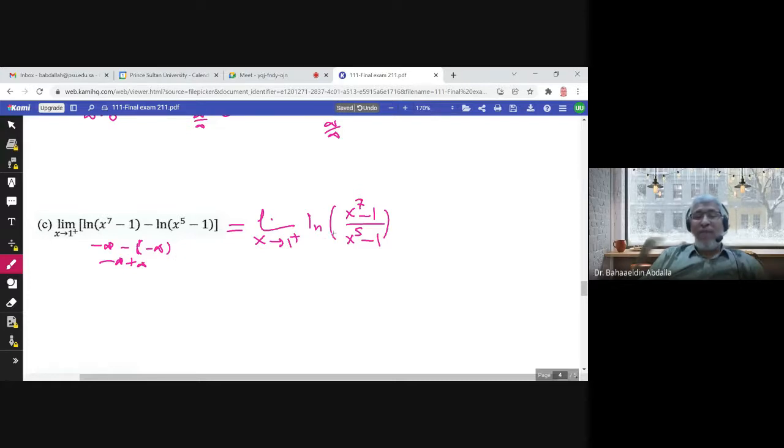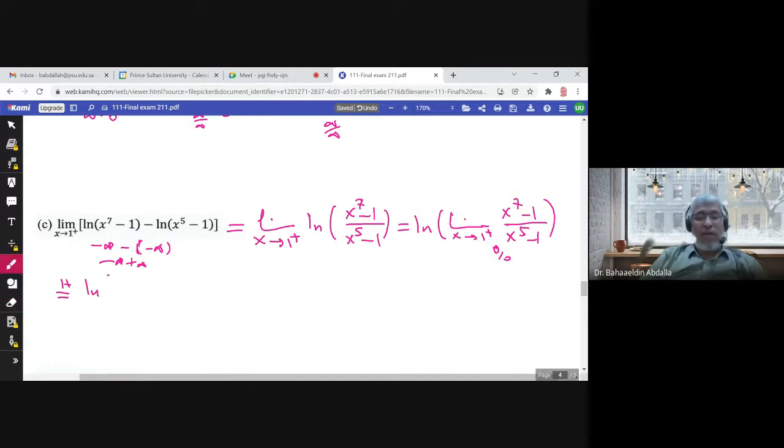And now ln is a continuous function on its domain. So at 1 positive, it's continuous, so I can put the limit inside the ln. And now if I replace x by 1, I'll have 1 minus 1, 0, over 1 minus 1, 0. So this is 0 over 0, so I can use L'Hopital's formula.